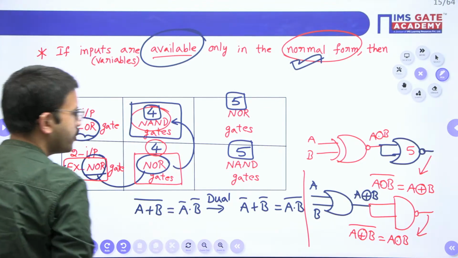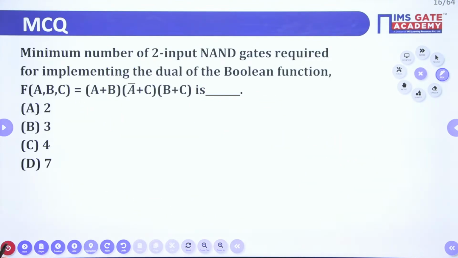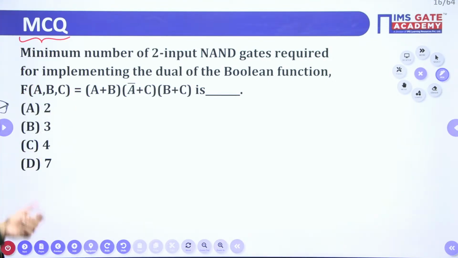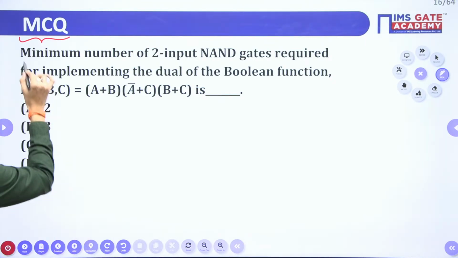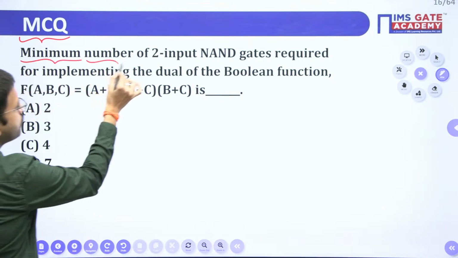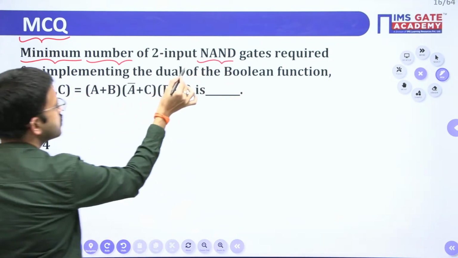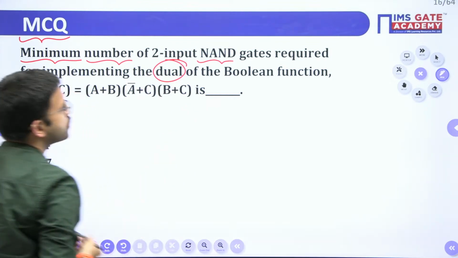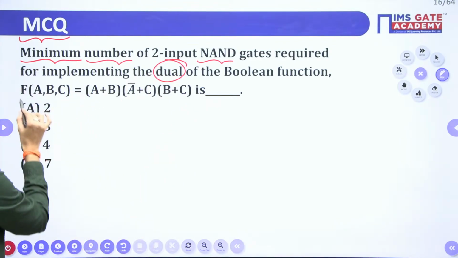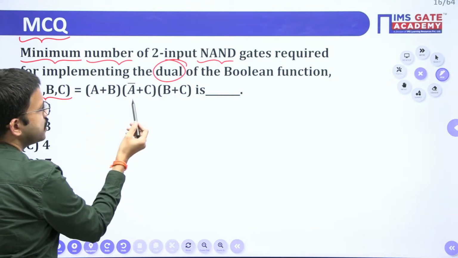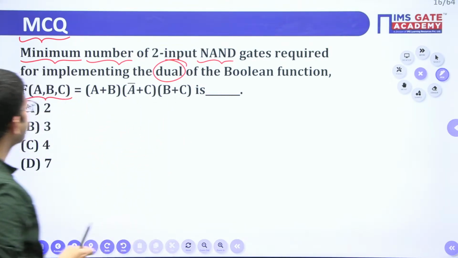Yes, I hope it is clear for everyone. So let us proceed to the next question. This is an MCQ, which means among the 4 choices only one option will be correct. Here they are asking the minimum number of NAND gates required for implementing the dual of the Boolean function f(A,B,C) = (A + B)(A' + C)(B + C). So all of you try.